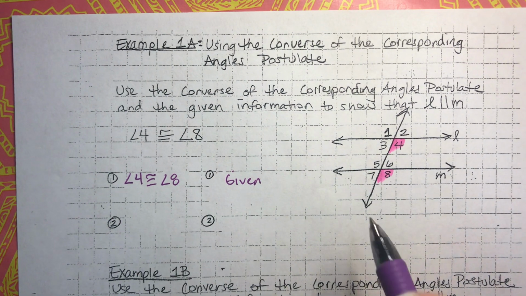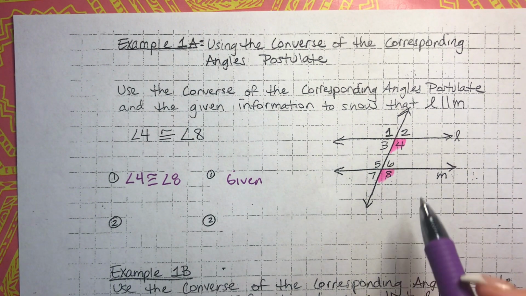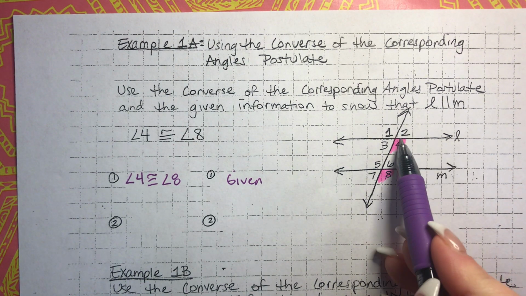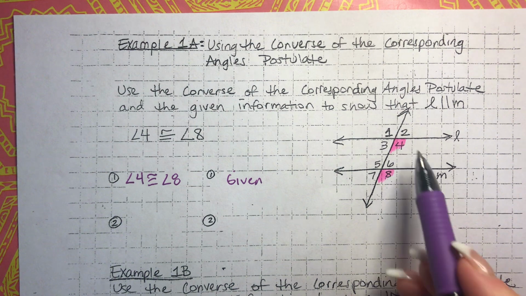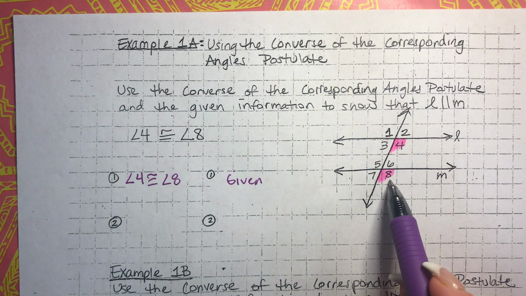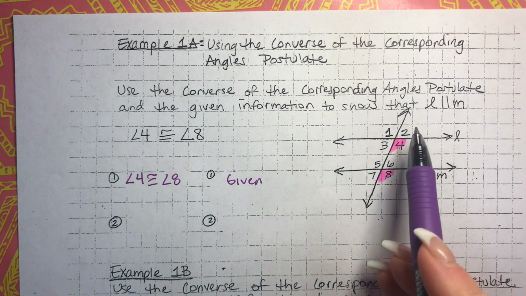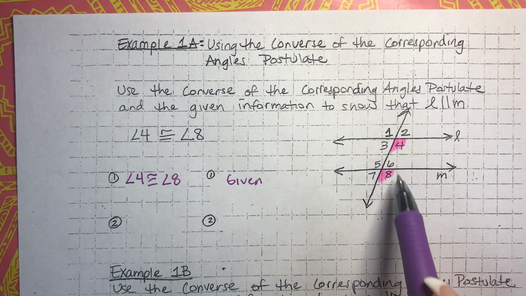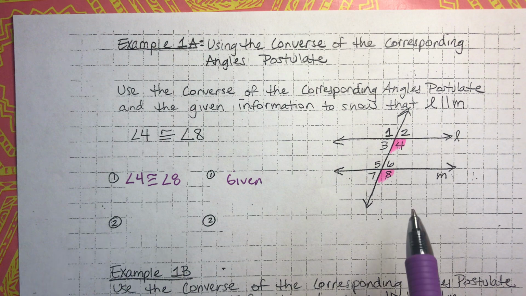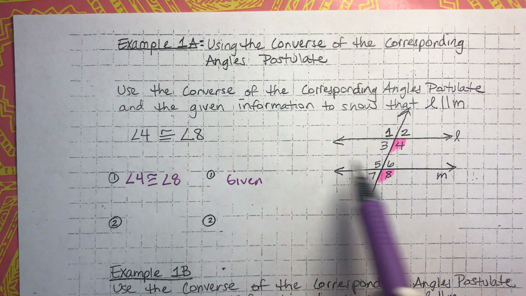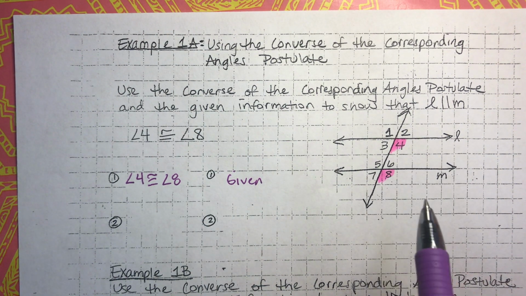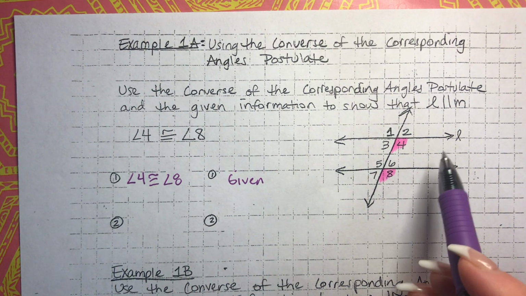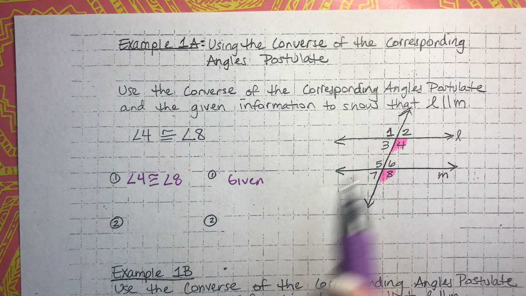And it's pretty simple. What type of angles are these? Well, they're on the same side of that transversal. And remember, this 4 is on the bottom of L, and this 8 is on the bottom of M. So when they're on the same side of the transversal and the same side of these lines, we know that they're corresponding angles. So if they are congruent, then by the converse of the corresponding angles postulate, we know that these lines are parallel.